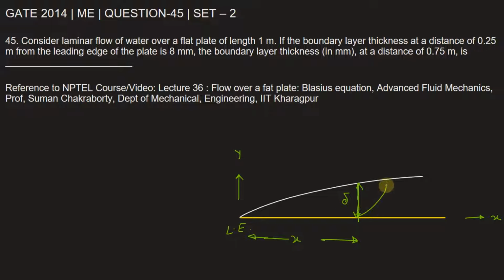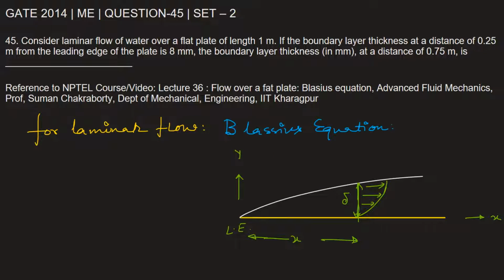This is in the laminar region. The relation between this delta and this x is given by the Blasius equation. For laminar flow, the relation between delta and x is given by the Blasius equation. According to the Blasius equation, delta is equal to 5 times x divided by the square root of the Reynolds number at that location x.